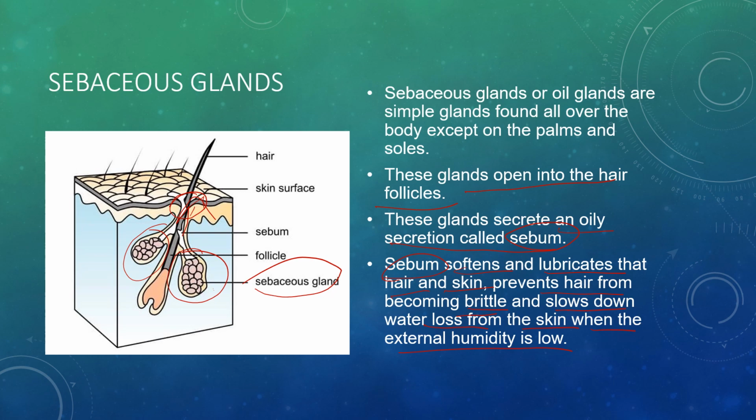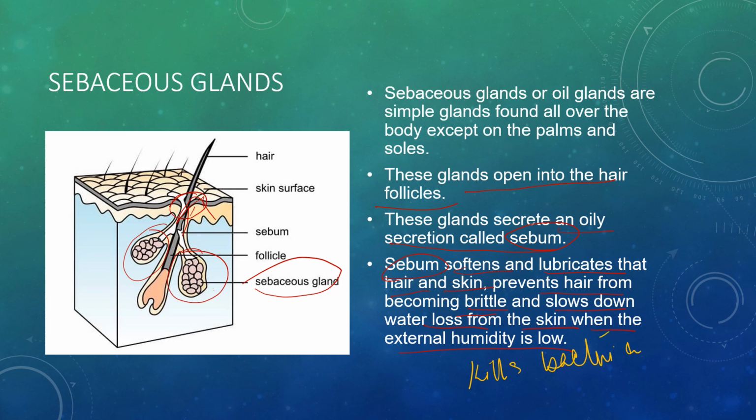So these have important functions to keep the skin moist and soft. Sebum softens and lubricates the hair and the skin, prevents them from becoming brittle, and slows down the water loss from the skin. Now what is its other function? We can also say that it kills bacteria.